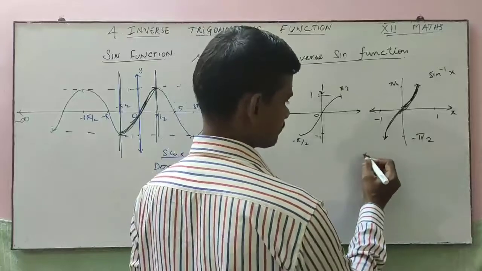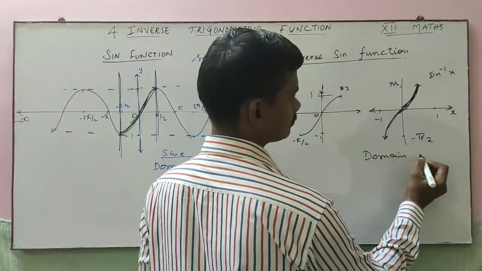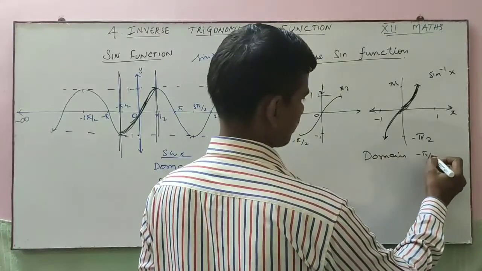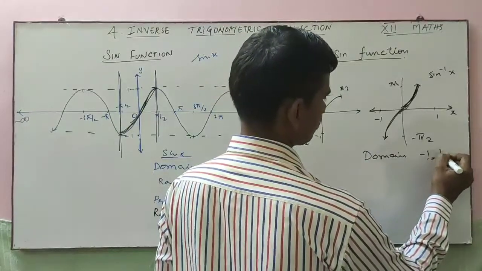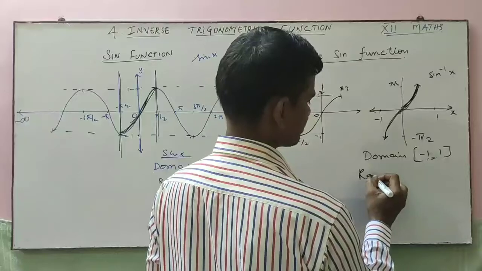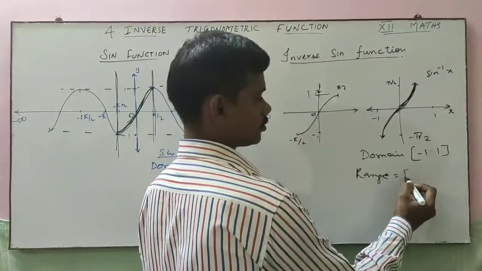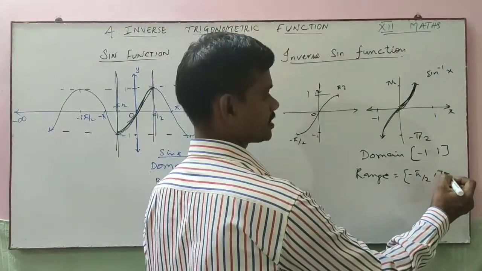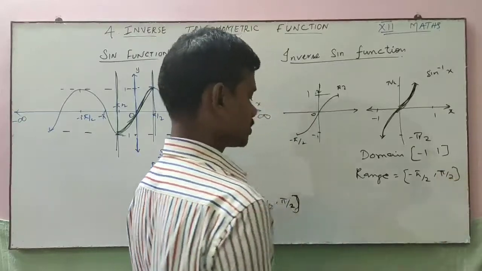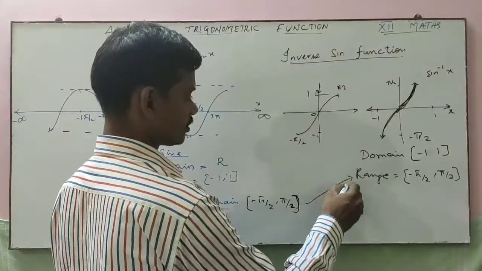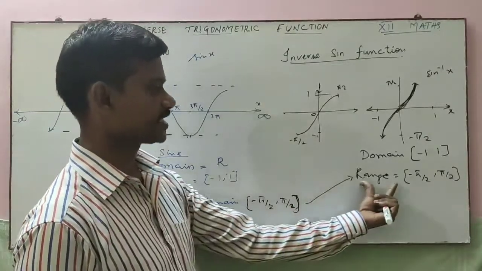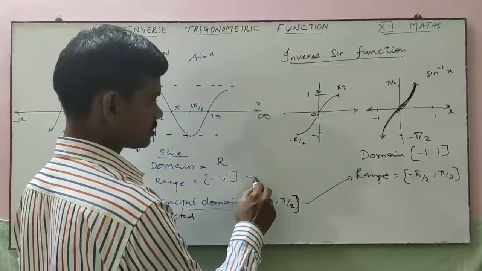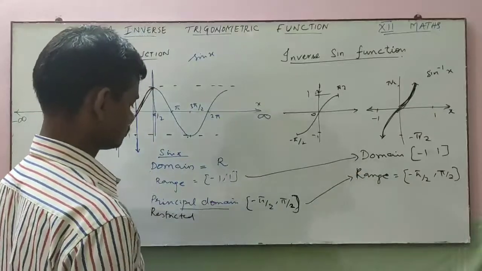Here the domain is minus 1 to plus 1, and then the range is minus pi by 2 to plus pi by 2, which is the principal domain of sine function. This comes as the range. Here this range comes as the domain.